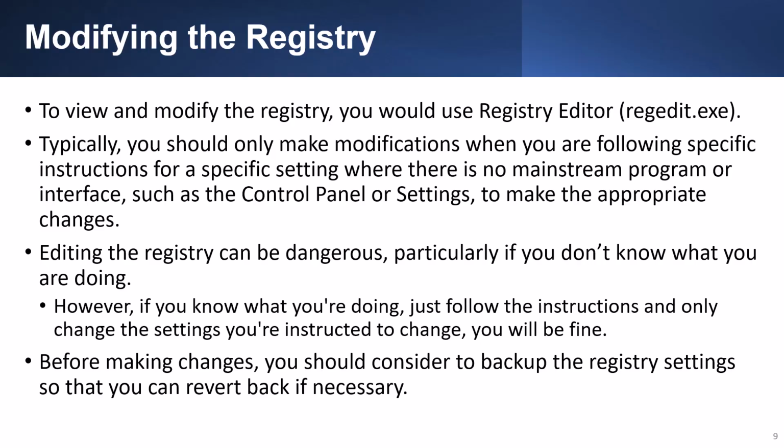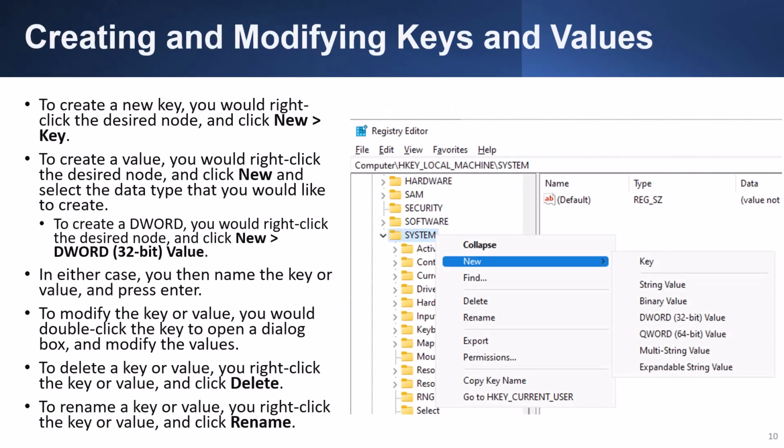Before making changes, you should consider backing up the registry settings so that you can revert back if necessary. To create a new key, you would right-click the desired node and click New, Key. To create a value, you would right-click the desired node, click New, and select the data type that you would like to create. To create a DWORD, you would right-click the desired node and click New, DWORD (32-bit) Value. In either case, you then name the key or value and press Enter.